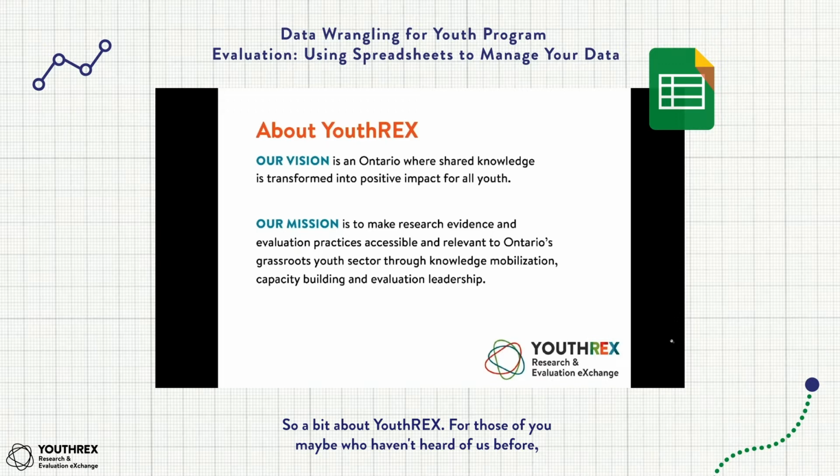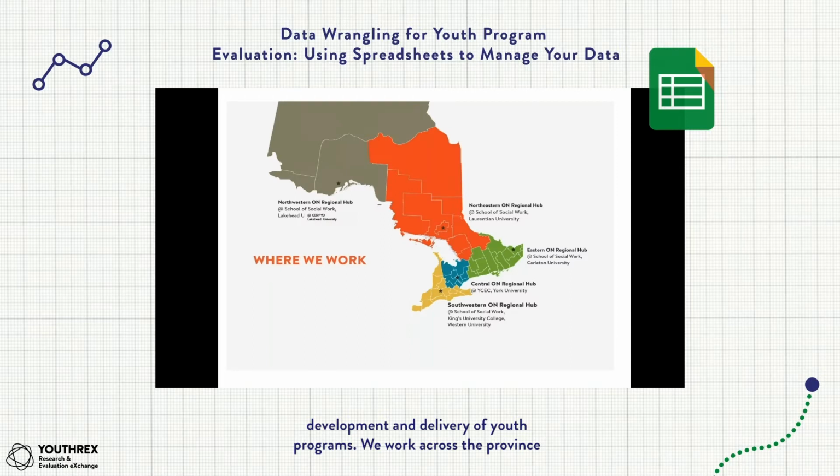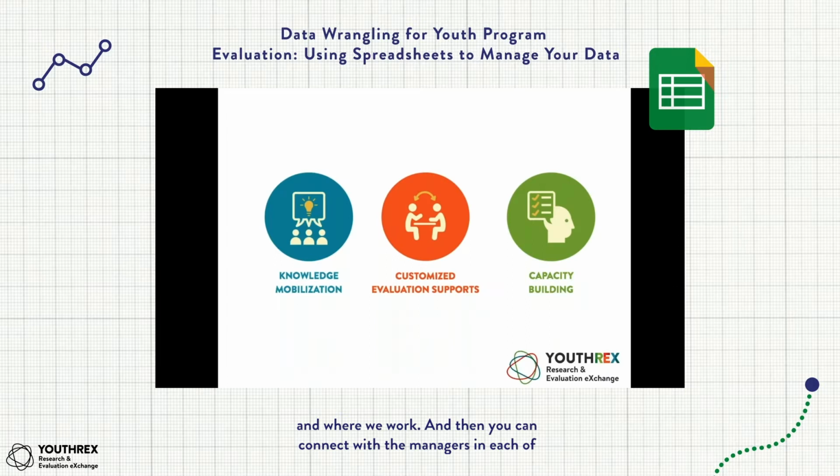So a bit about YouthREX for those of you maybe who haven't heard of us before. YouthREX stands for Youth Research and Evaluation Exchange. We were launched in November 2014, so 2 years ago, as part of Ontario's Youth Action Plan. We're funded by the Ministry of Children and Youth Services, and our mandate is to support grassroots youth and youth-serving organizations to increase youth well-being outcomes by integrating knowledge and evaluation into the development and delivery of youth programs. We work across the province with 5 partner universities. We have a regional hub model, so you can look at this map and see where your hub university would be. Then you can go to our website at youthrex.com, look at where we work, and connect with the managers in each of those offices for any questions or further resources.